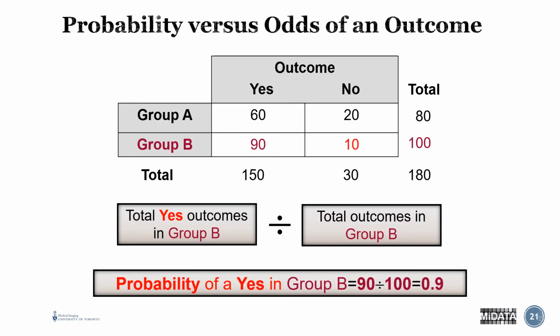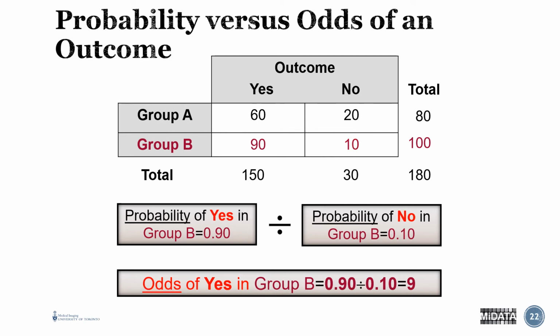Let's have a look at the differences between probability and odds of an outcome. So in the case of probability, it is simply the proportion of positive outcomes over the total number of outcomes. So for example, the probability of yes in group B here would be the total number of positive outcomes, so yes, there's 90, over the total number of possible outcomes for group B, which is 100. So then the probability of yes in group B is 0.9. So this is quite straightforward.